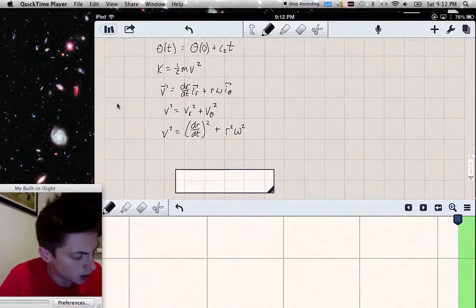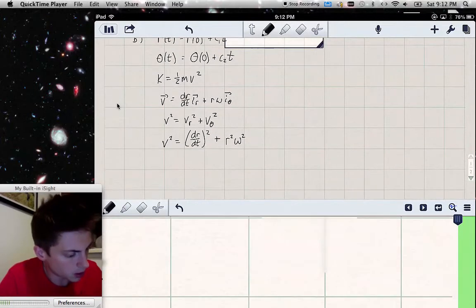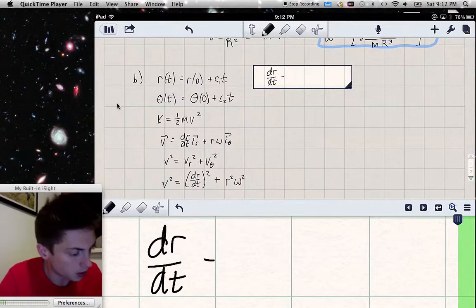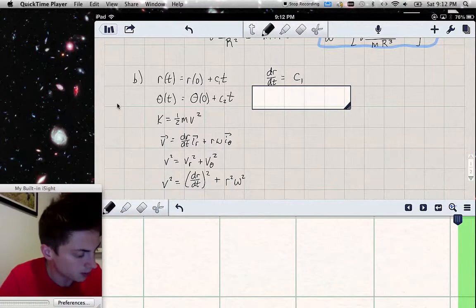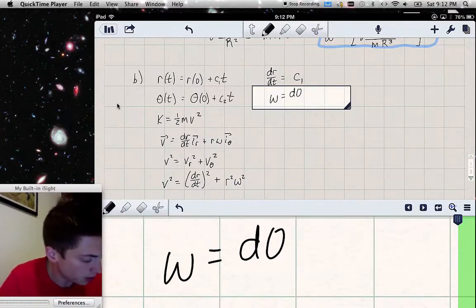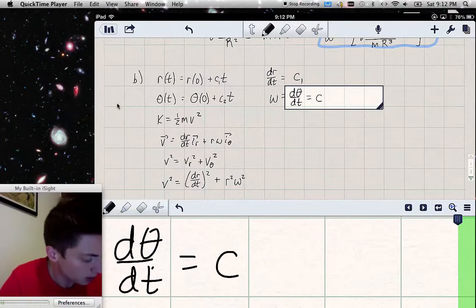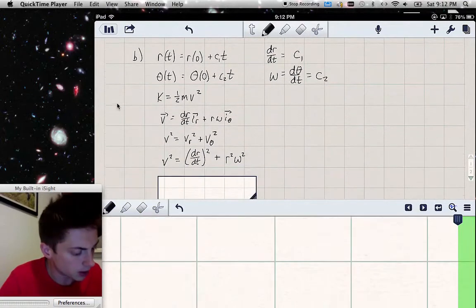So what we need to do is take the derivative of r with respect to time. So let's just go up here and do that. The derivative of r with respect to time, just looking to the left here: r0 is a constant, c1 is a constant, so we get c1. We need omega, and omega is equal to the derivative of theta with respect to time. Theta, given here, we have a constant plus c2 t, and the derivative of theta with respect to time is c2. All right? And that's all we need. So let's plug the results in here.